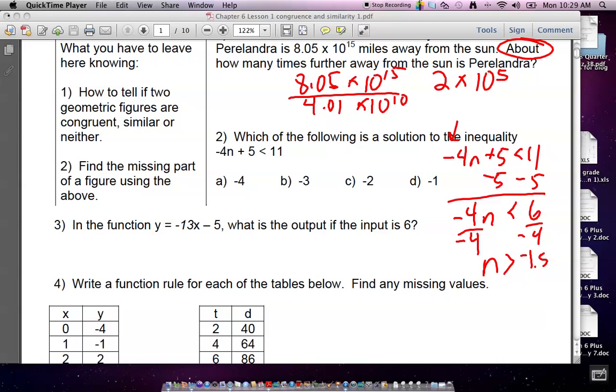So I'm looking for an answer on this list that's bigger than negative 1.5. There's only one choice, A, B, C, or D, that's bigger than negative 1.5. Which choice is bigger than negative 1.5? D, negative 1. Okay. Negative 1 is definitely bigger than negative 1.5. Think about it this way. Would you rather owe somebody $1 or $1.50?